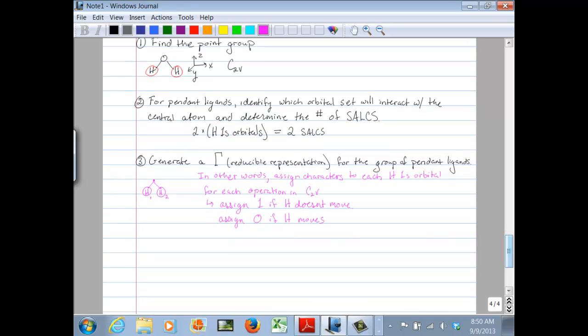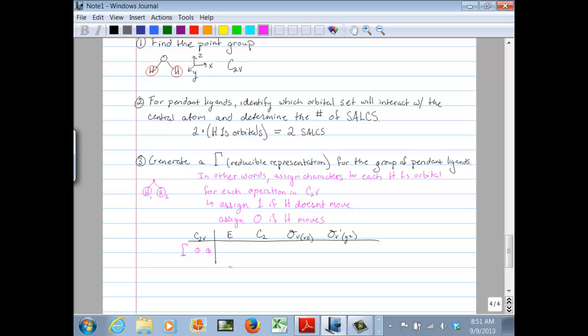So let's write down C2V symmetry operations. E, C2, sigma V, XZ, and sigma V prime, YZ. So for each hydrogen orbital, we're going to assign a number 1, and we're going to add them up if it doesn't move. If it moves, each one gets a 0. So for C2V, this is going to be my reducible representation right here for hydrogen 1 and hydrogen 2.